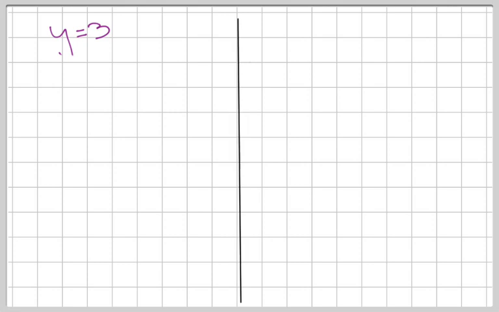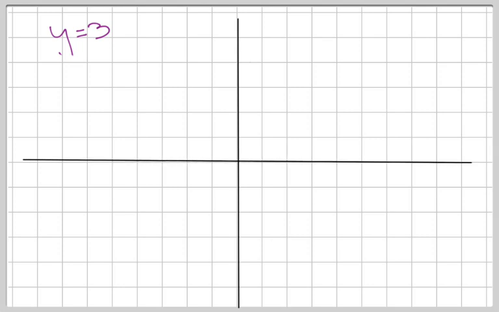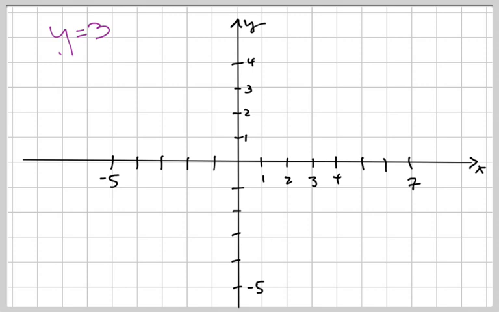What happens if you only have one variable? How do you graph y equals 3? Just a straight line. It is a straight line, but what kind of straight line? Here you go. y equals 3. A vertical line.